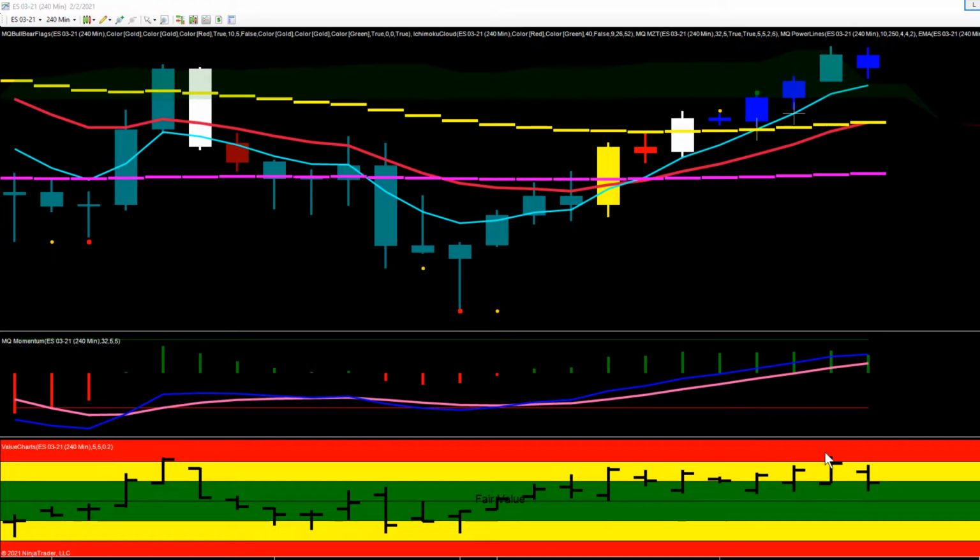And we know that when we hit significantly overvalued on the 240-minute chart, we're going to get one of three things. We're going to get a pullback, we're going to get consolidation, or we're going to reverse.